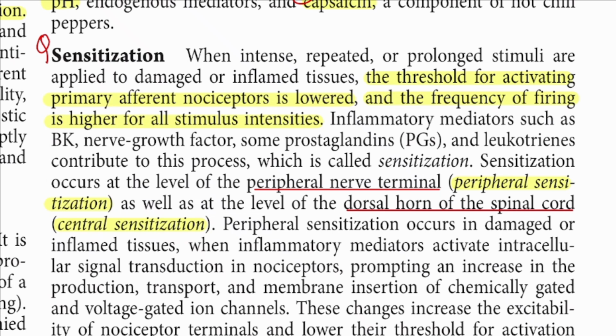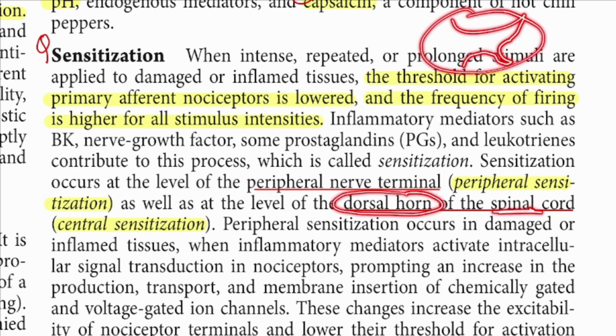It is called sensitization. The question exactly was asked: where does sensitization happen? What is the site of sensitization? Sensitization occurs at the level of the peripheral nerve or at the level of the dorsal horn of the spinal cord. I mean, in the spinal cord itself. Here it happens, here happens sensitization, or at the level of the peripheral nerve.